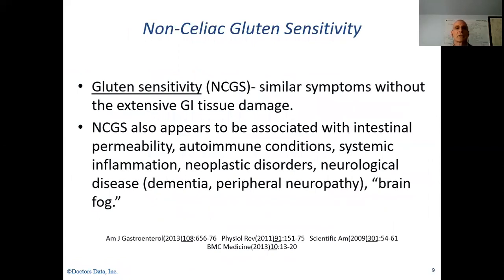So non-celiac gluten sensitivity is very much like celiac disease symptomatically, however, without the extensive intestinal tissue damage. Now, non-celiac gluten sensitivity appears also to be associated with intestinal permeability, autoimmune conditions, systemic inflammation, neoplastic disorders, neurological diseases, including dementia, and peripheral neuropathy, as well as brain fog. And everyone has heard a friend or a relative say, man, when I eat pizza, I just get stupid.